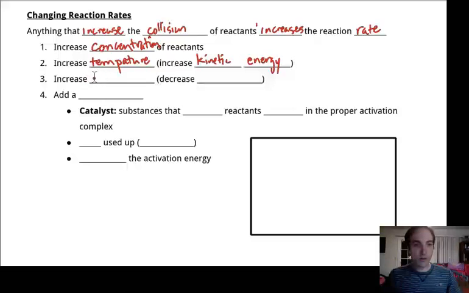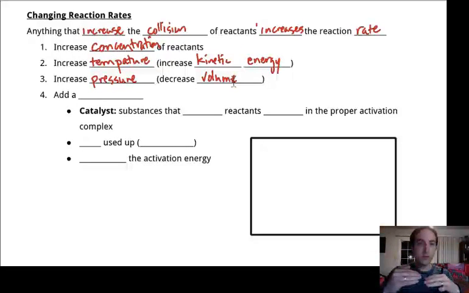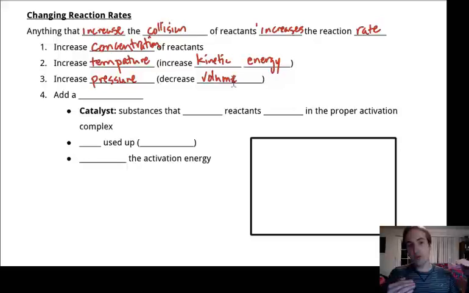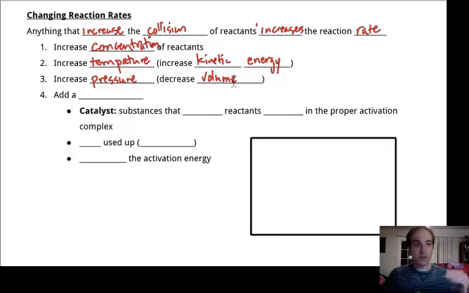Okay. The third way you could do it is you could increase the pressure. Now, if you think about this, the way we increase the pressure is we decrease the volume. We essentially put force that is pushing the reactants closer together, and if they're being pushed closer together, that means that they have less free space to move around, which means that they're going to collide more often. Again, creating more collisions. If you have more collisions, you have more opportunities for that activation complex to form, and then hopefully it has enough activation energy to create the products.